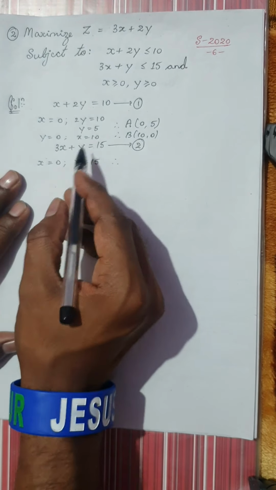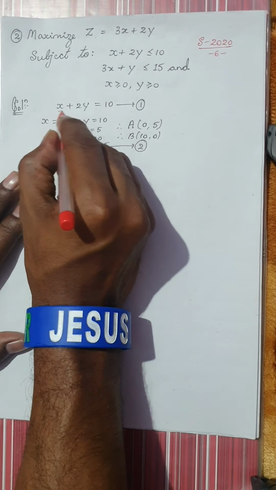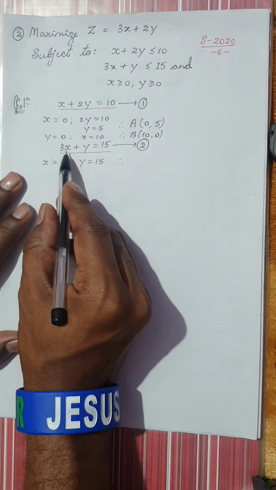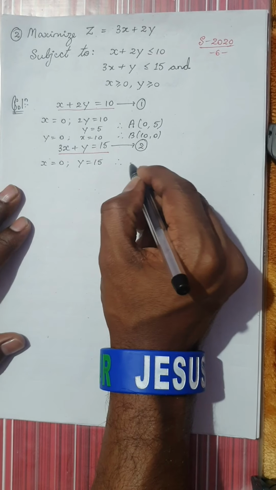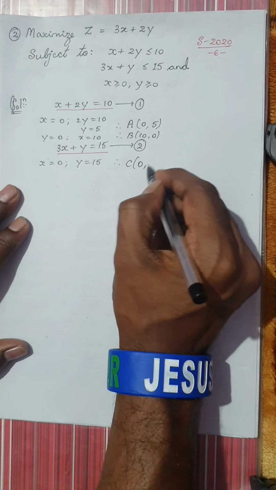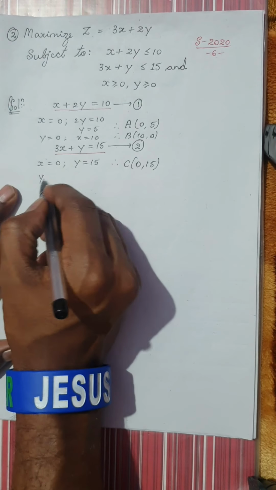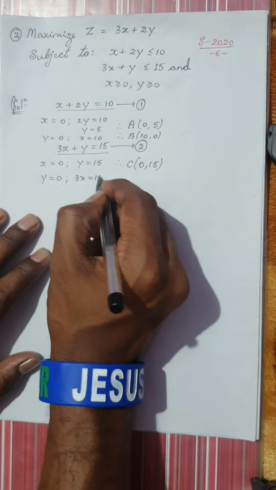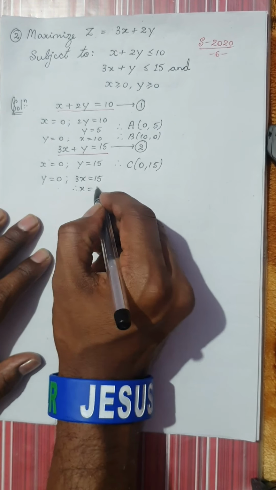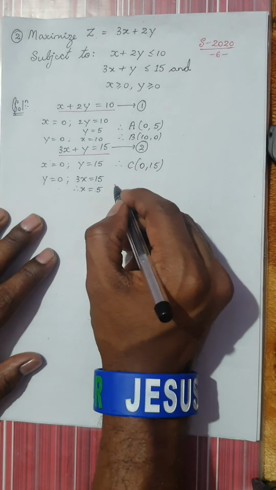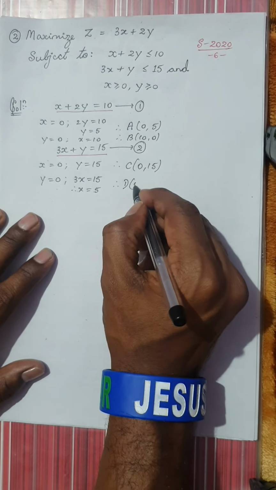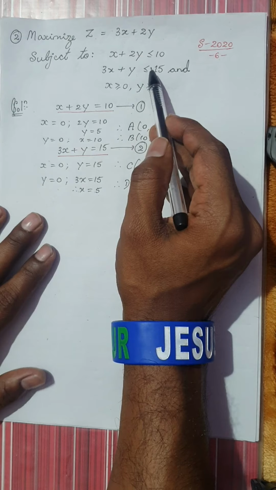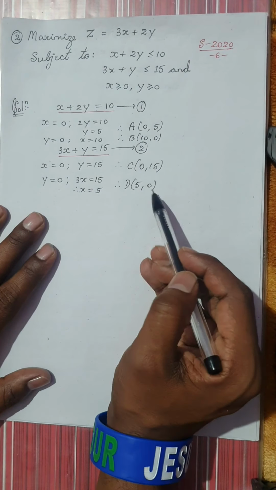Now in the second equation, 3x plus y equals 15, when you put x as 0, you get y equal to 15. Therefore point C is 0 comma 15. Now put y equal to 0. You get 3x equal to 15, therefore x is 15 by 3, that is 5. Therefore point D is 5 comma 0. These are the only two inequalities we have, so we converted them into equalities and found the points.